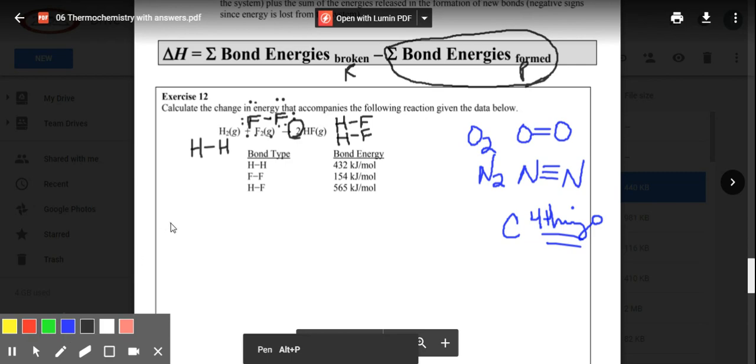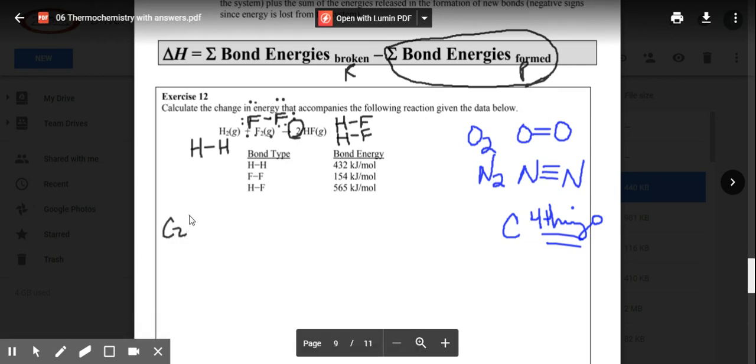So the first one is C2H6. The second one is C2H4. And let's say that the last one is C2H2. So we have to be able to draw these structures and count the different types of bonds that we have there so we can calculate this delta H of the reaction.